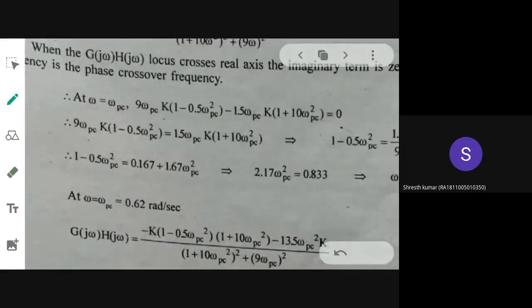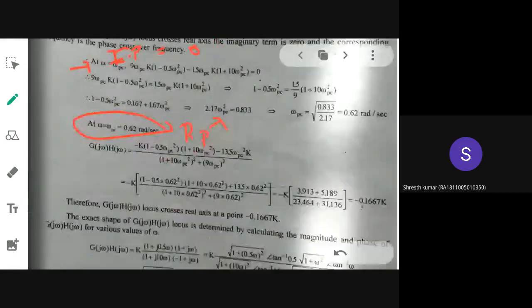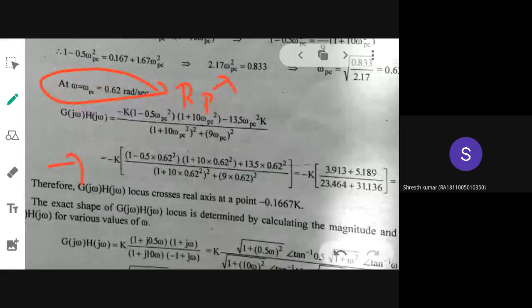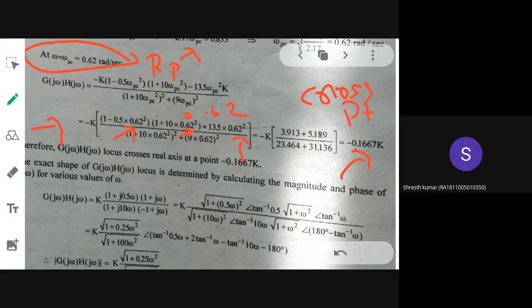This is the equation of the imaginary part equal to 0, and they have found out what is omega pc. Finally, the omega pc value is found to be 0.62 radians per second. This they should substitute in the real part. So this is my real part in which they have substituted 0.62 everywhere in place of omega, and they have got the crossing point to be equal to this value. This is your crossing point. So you know where it crosses over the real axis, but still you don't know where the plot is going to start and where it is going to end.